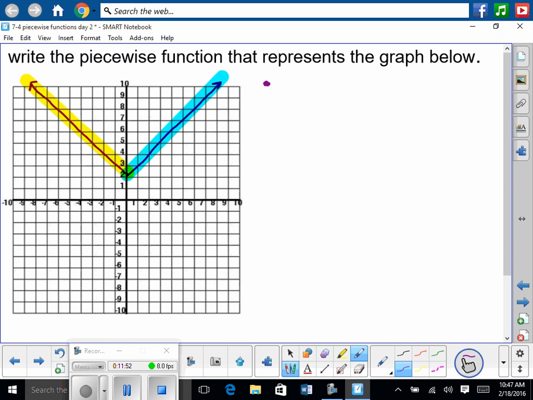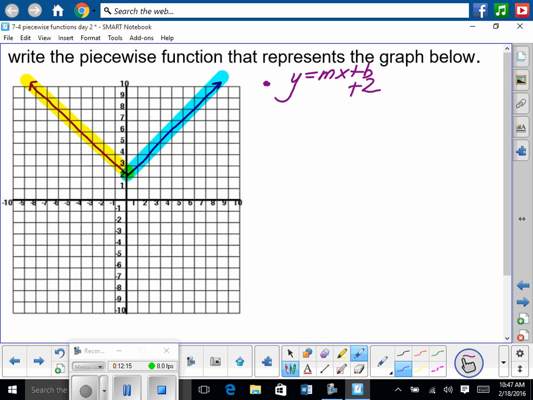Well, it's a line, and lines have the form y equals mx plus b, where m is the slope and b is the y-intercept, right? Yes. Okay, awesome. So where's the y-intercept? Positive 2. So we're going to have a plus 2. What's the slope? Good. It's 1, but it's also negative 1.